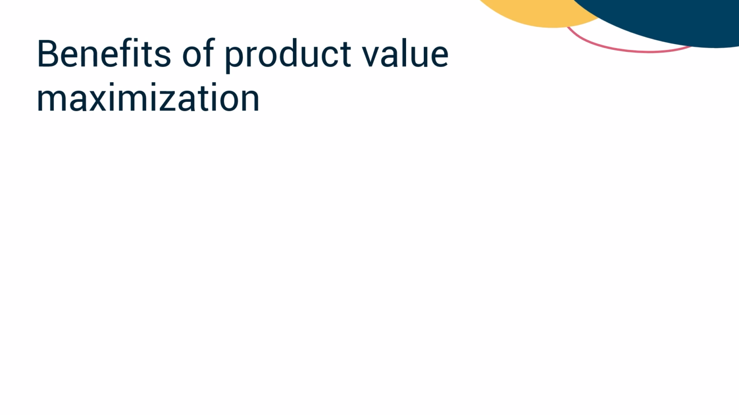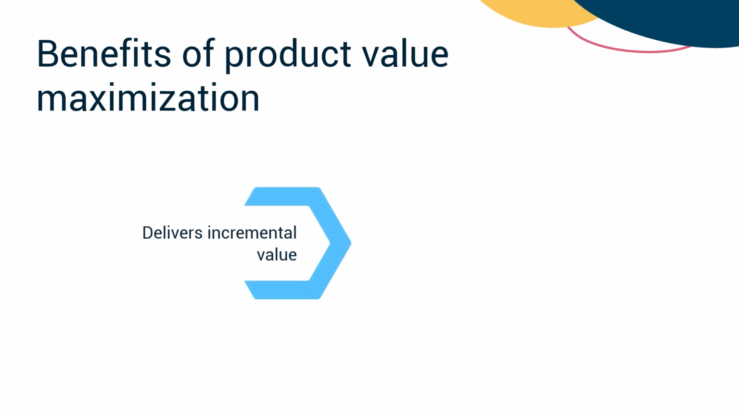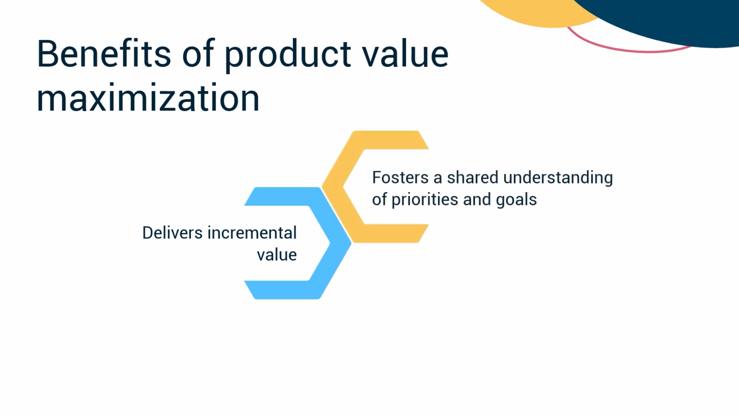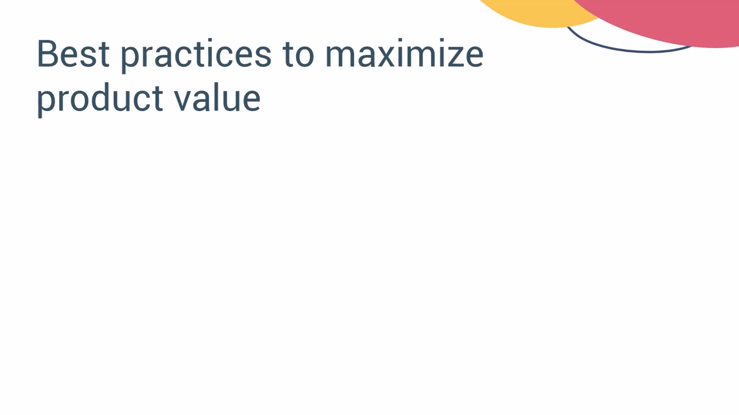Product value maximization offers several benefits. Releasing usable features regularly results in delivering incremental value to achieve business and user objectives. Aligning stakeholder expectations fosters a shared understanding of priorities and goals. Additionally, waste can be minimized by avoiding overinvestment in features that provide limited value. Let's explore some best practices to deliver maximum product value to customers, end users, and the business.